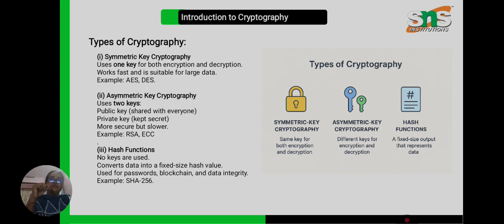Asymmetric key cryptography uses two keys, a public key and a private key. The well-known examples for this are RSA and ECC. Hash functions do not use any keys, but they convert the data into fixed size values. An example for this is SHA-256, etc.